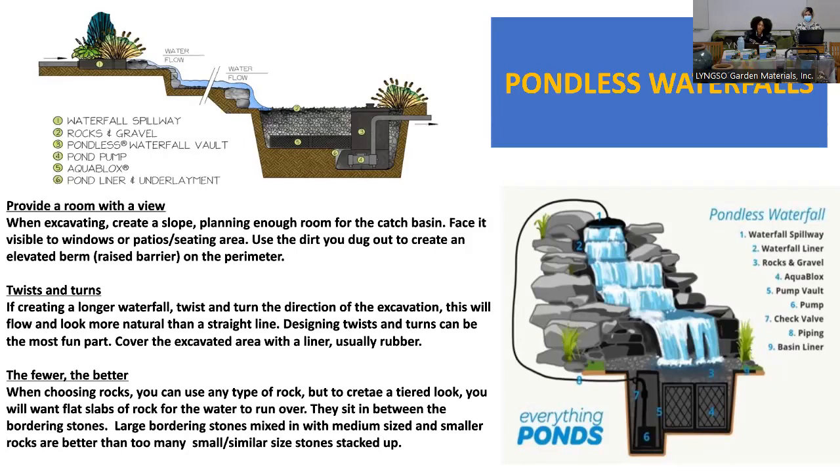Once you've excavated the area, you cover it with a liner, usually the same rubber one that we would use in the ponds or under a basin. And then whether you are choosing rocks or using existing rocks that you have, you'll want to create a tiered look for the waterfall. Most designers like to use flat slabs that go in the middle of the waterfall that sit in between the bordering stones. This way, as you can see in the diagrams, it creates kind of like treads or steps where the water can flow.